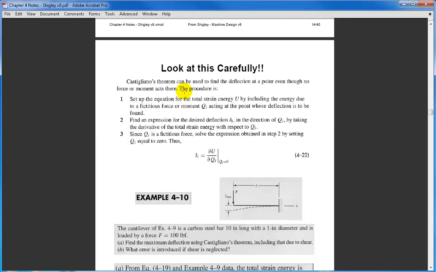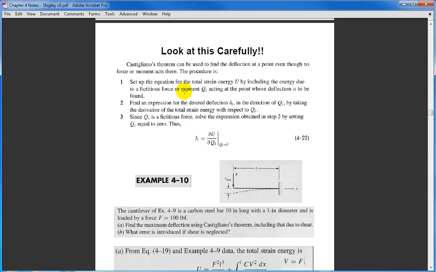Now, I said look at this carefully. Castigliano is somewhat limiting in that we can only calculate deflections where we have loads, nowhere else. And we can only calculate deflections in the direction of that applied load. What if we want to know the deflection somewhere else, or we want to know the deflection at a point where we have a load, but we want to know the deflection in another direction? Well, we do have a very nice option. Those of you who missed class, read this about 7 times.